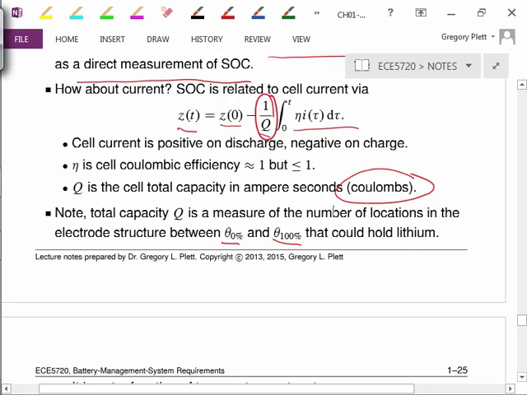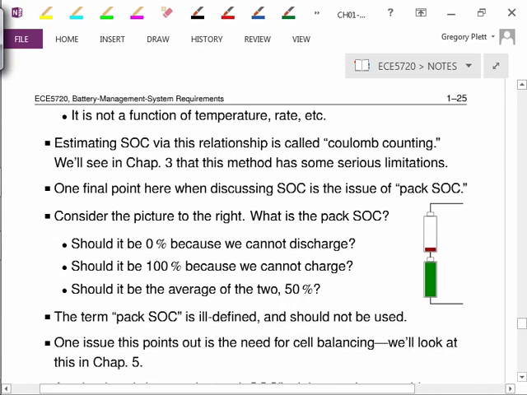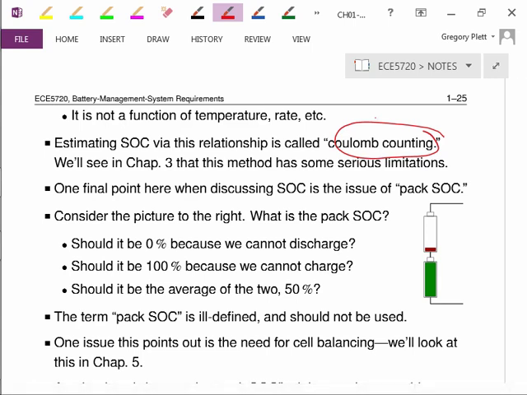So anyway, SOC is related to current. If I simply estimate SOC by integrating current, that's called Coulomb counting. If I use that integral on the previous page, it seems like the right thing to do. Mathematically, it's the right thing to do. Practically, it's just about the worst thing you can do. And we'll see in chapter 3 that Coulomb counting has some very serious limitations.